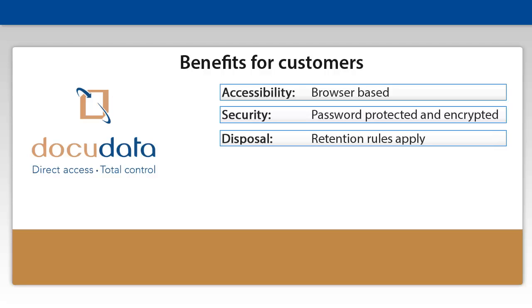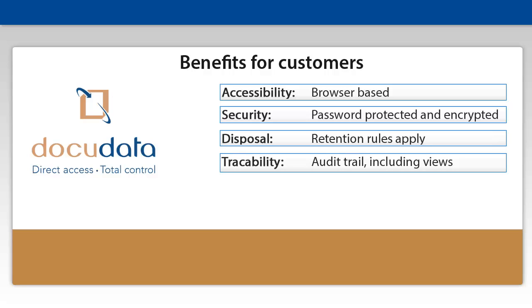Customers also have the security of knowing that at the end of the retention period for a document, when the file is destroyed, the images will also be destroyed. ActiveWeb keeps an audit trail of who worked with or viewed which images and when.